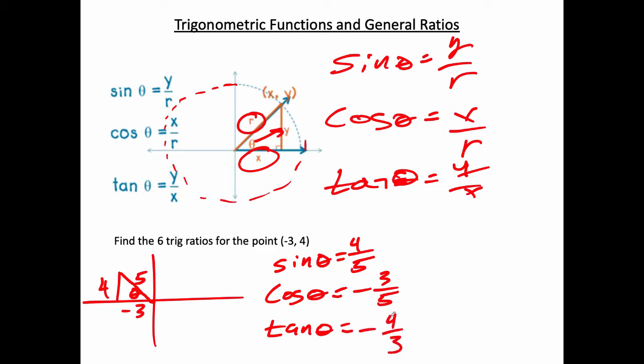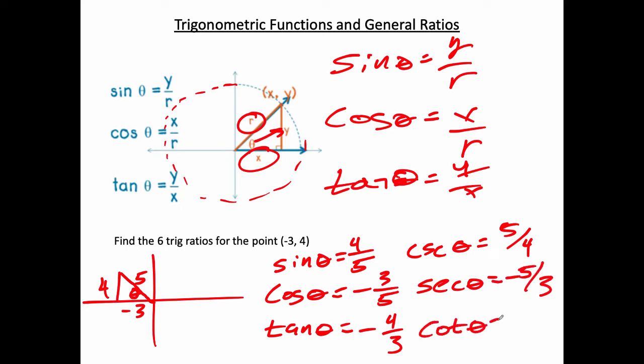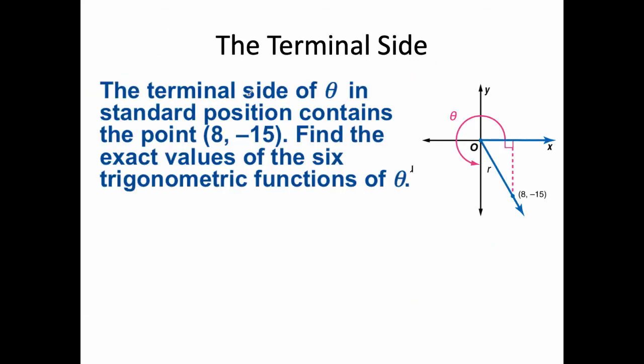When we flip them, then we have 5/4, and we flip them, and we have negative 5/3, and we flip them, and we have negative 3/4. Whoa, 3/4. Almost made my first mistake of the year. Not bad, not bad. Okay, so we can get off of a coordinate plane exactly what we're looking for here.